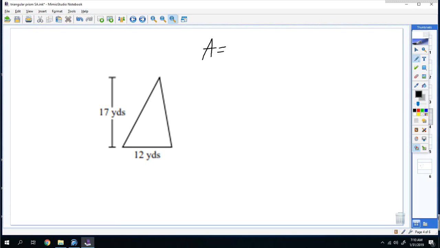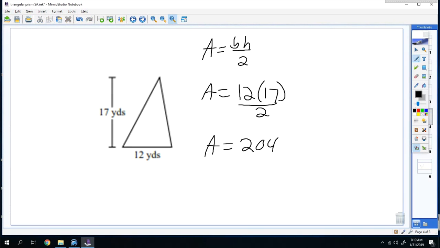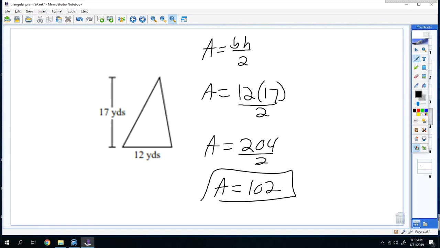A is equal to base times height divided by 2. The base is 12. Height is 17. Divide by 2. 12 times 17 is 204. Divide by 2 is 102. Okay? You will always ask yourself, what was the last thing you did? Divide by 2. Okay, then you're good.